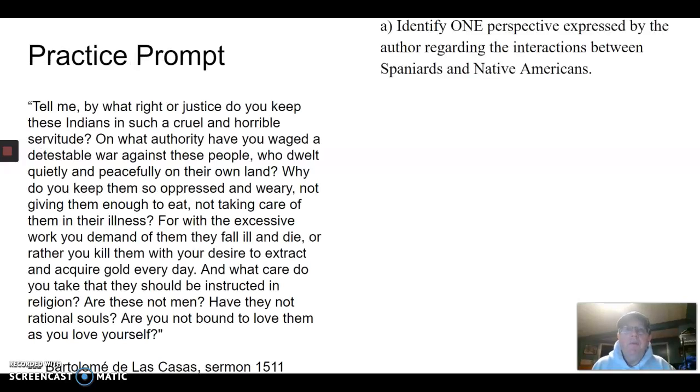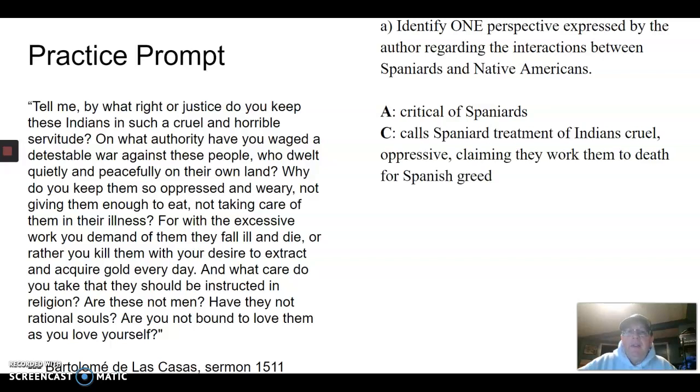So for this one, my answer, I would say it is critical. Las Casas is critical of his own people regarding the interactions. That's a simple way to put it. Lots of evidence here. You don't want to overquote a stimulus. In fact, I don't really recommend quoting at all because it just looks like you don't know what you're talking about. But there's so many words in here. Cruel, horrible, oppressed, weary, killing, excessive work. I mean, he's definitely calling out his Spaniards for the treatment, claiming they work them to death just so the Spanish can get gold.